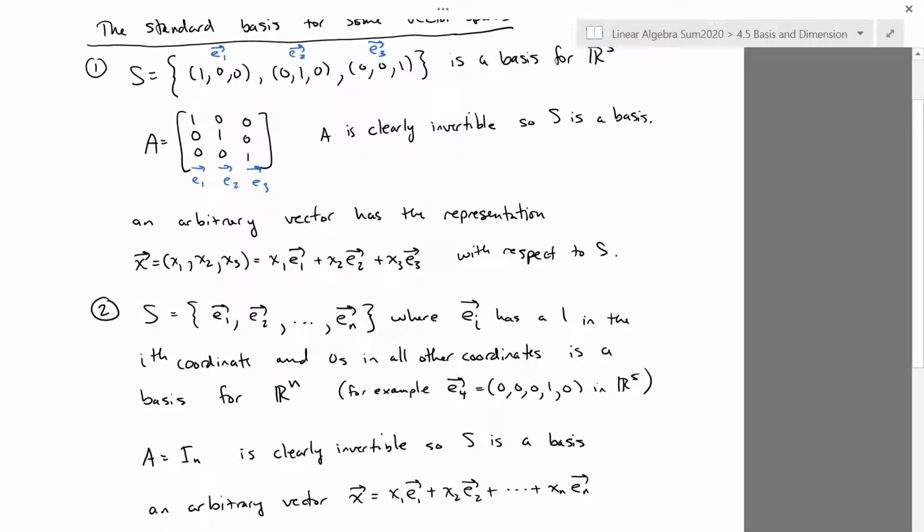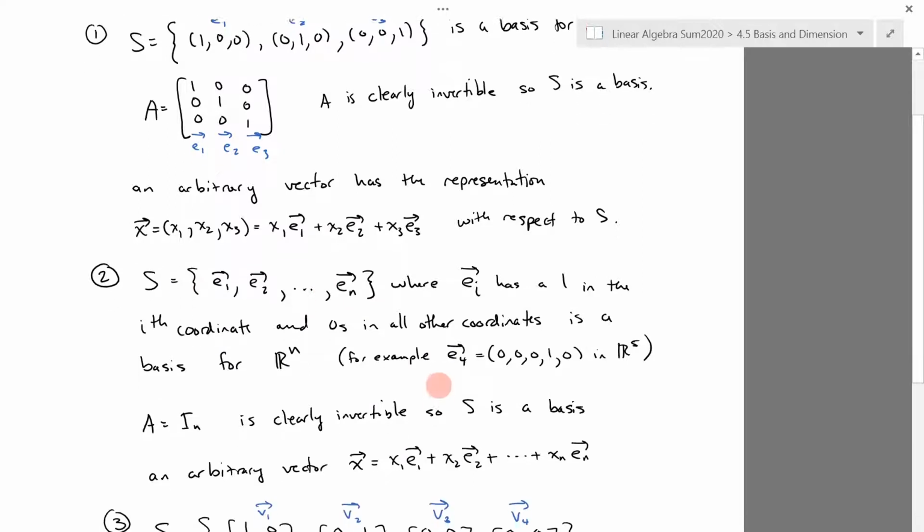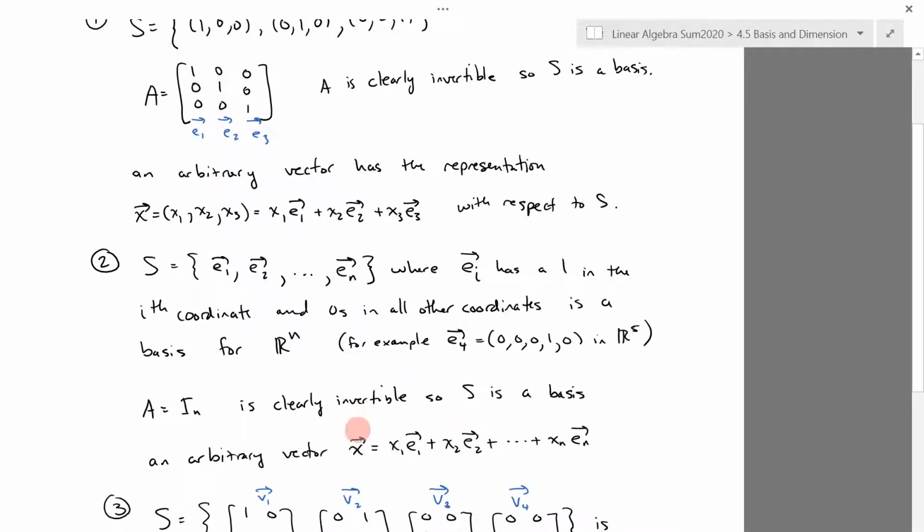And so if we do the same thing as we did in R3 and set up the matrix with the basis vectors as column vectors, again you get the identity matrix, which is again still invertible. So this shows that S is a basis. And again, if you take an arbitrary vector in Rn and write out the representation with the basis vectors, then the coordinates of the vector x are just the coefficients for the basis vectors as linear combinations.